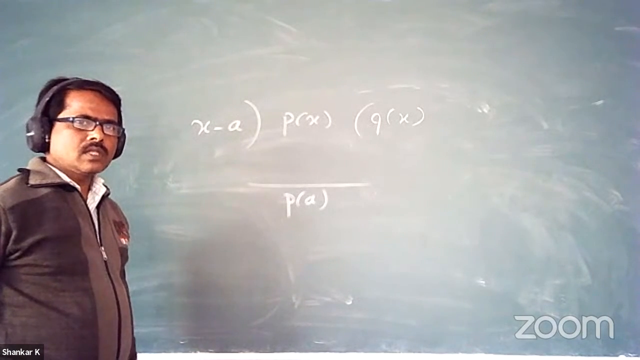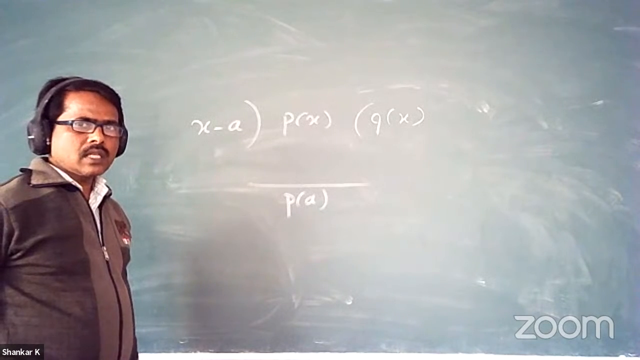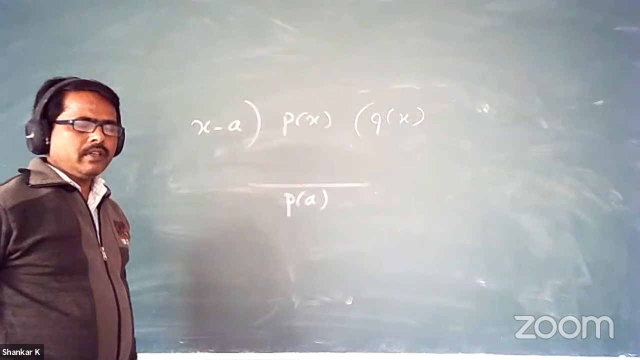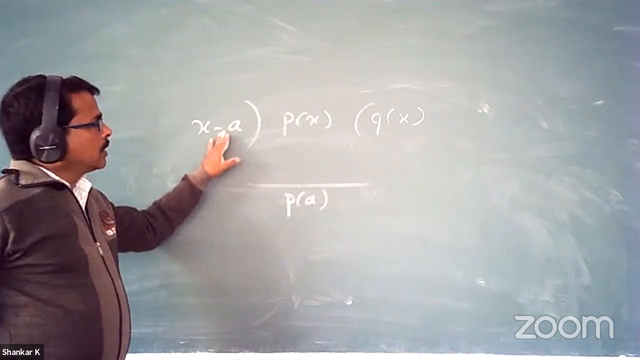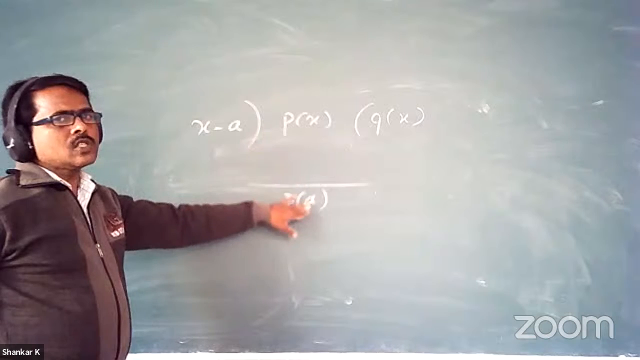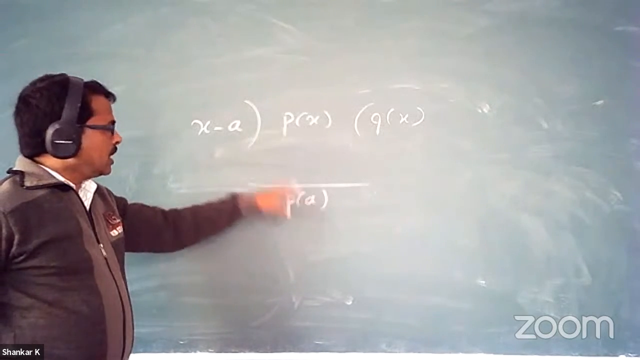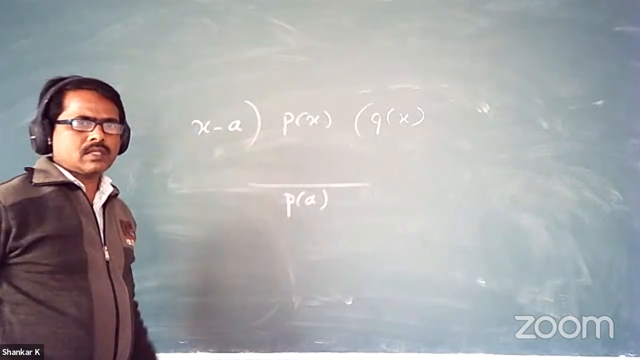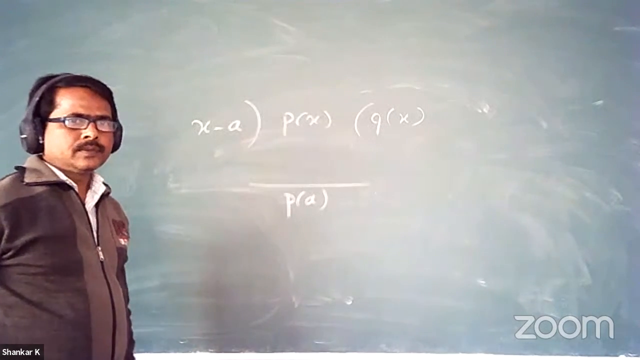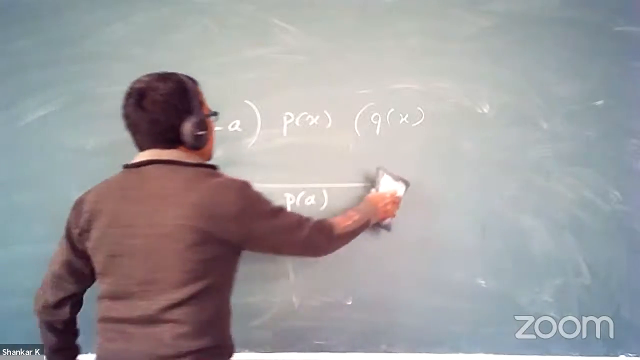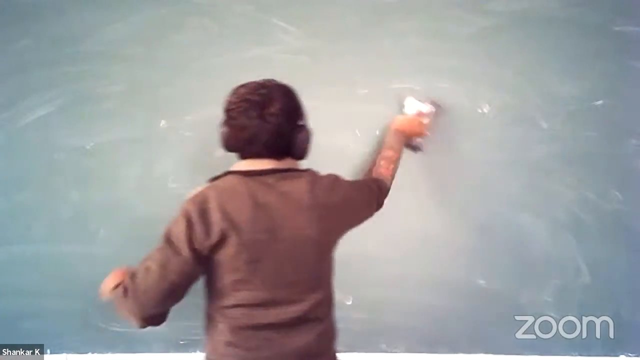Statement you understood, students. We shall write it, but did you understand? How many have understood? If x minus a is a factor, then the remainder must be 0. If the remainder is 0, then x minus a is a factor. Reverse. Got the idea? Okay, now we shall write the factor theorem.